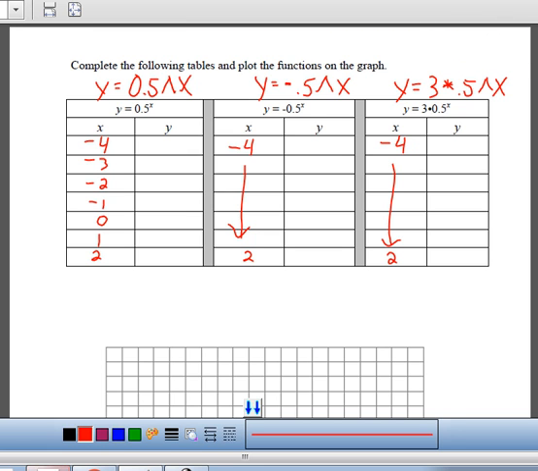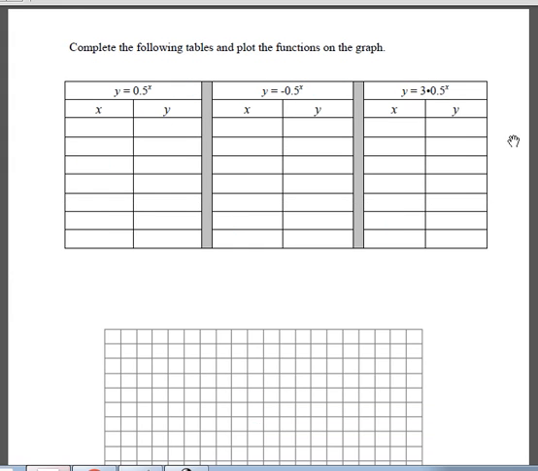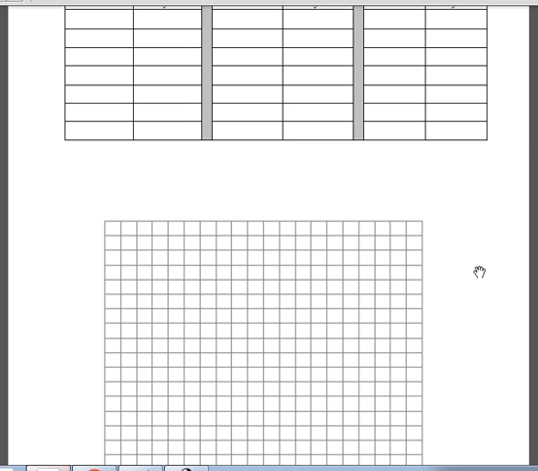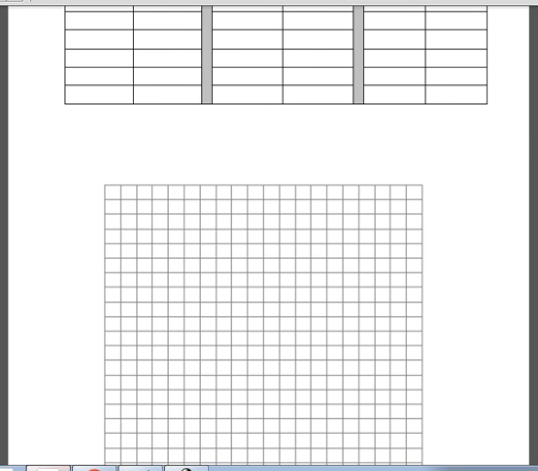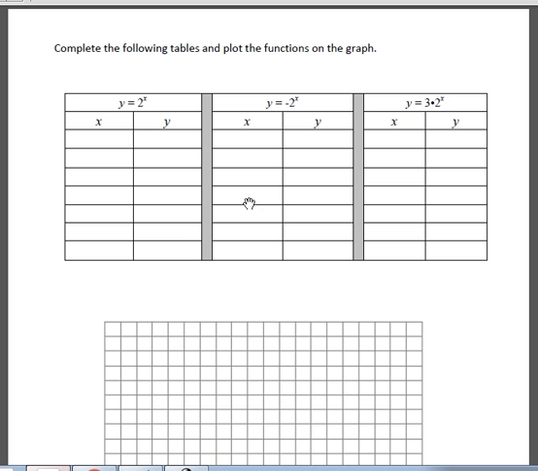So this video is going to be really short. It's just about done, but all the work is going to be your responsibility. You need to finish the tables and the graph on page 3, and the tables and the graph on page 2.